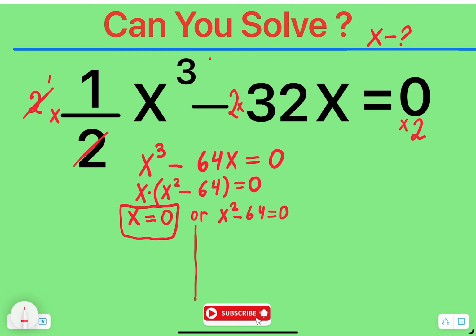But as you see, we have x cubed. That means we're going to have 3 possible answers. So we will solve this x squared minus 64 equals 0 and find out the other 2 answers. X squared minus 64 equals 0.